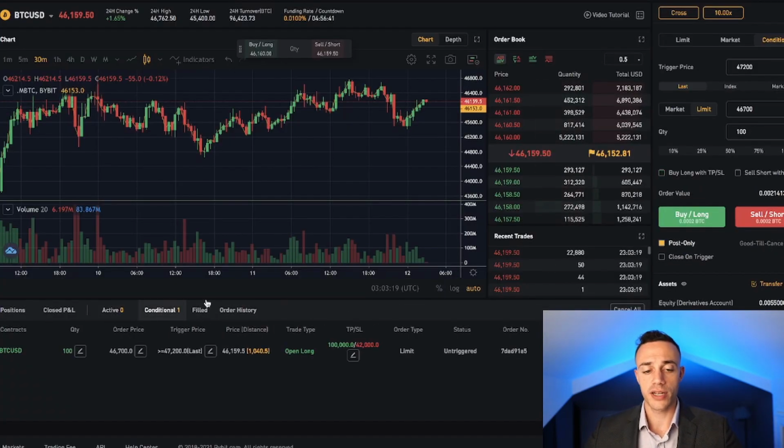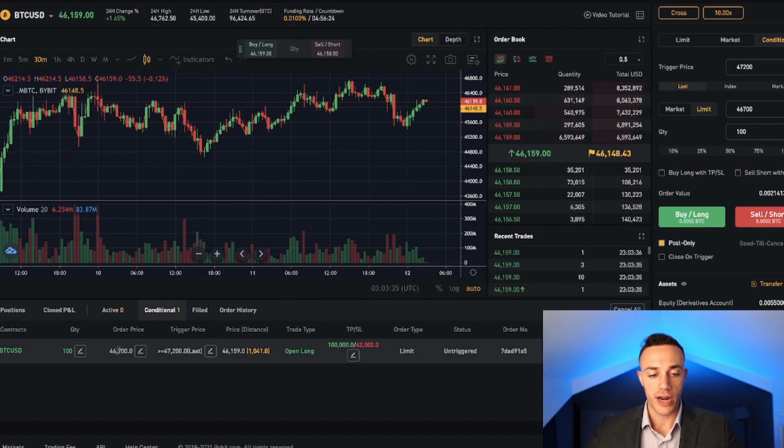On other exchanges, conditional is known as a stop limit order. Basically, it's just a bracket order with certain conditions. Exactly what it sounds like. So we can see the order right here. Our entry price is 46,700, and that will only be entered after the trigger price is hit at 47,200. We have our target profit and our stop loss there. It's a limit order. It's untriggered at this moment in time. That is how you go about placing your trades in Bybit with leverage.